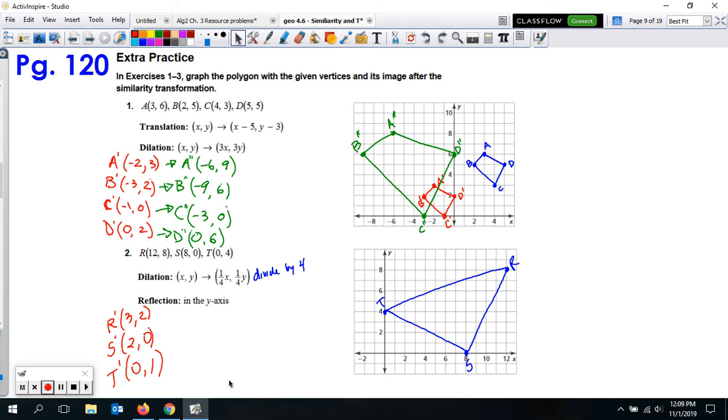Alright, so once you've plotted the R, S, and T prime points, now your figure got smaller. It looks like this here now. So it's definitely shrunk. It reduced down to this smaller triangle. And now we're going to take that triangle and do one more thing to it. We're going to reflect this triangle in the y-axis. So we are going to flip it over the y-axis.